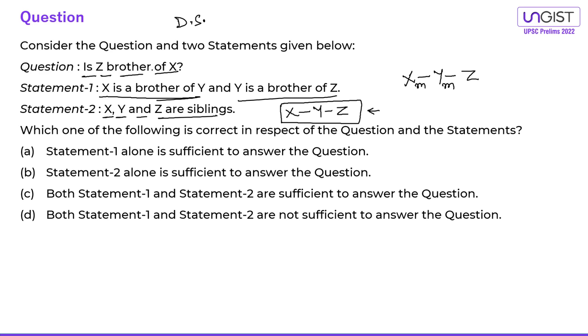So here this answer is not possible. I mean, we can't give the answer even if we club these two statements together. So here D option is the correct choice. Both statement number 1 and 2 are not sufficient to answer the question. All right, everyone. Fine. Now let's move to the next question.